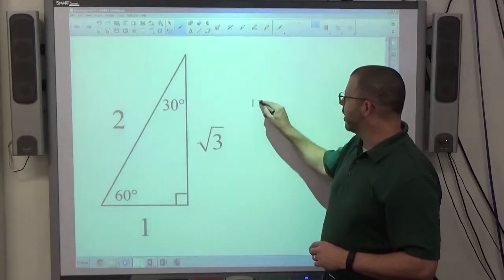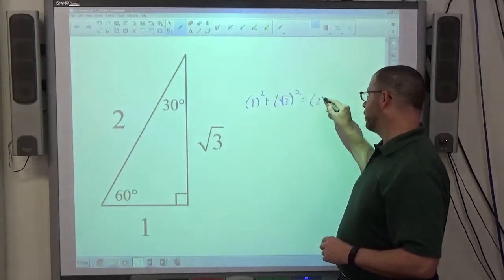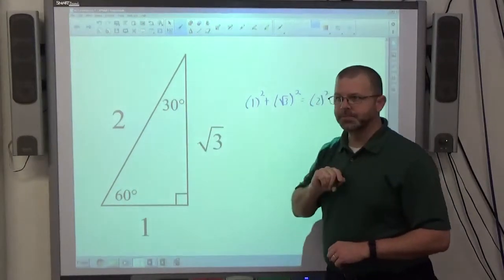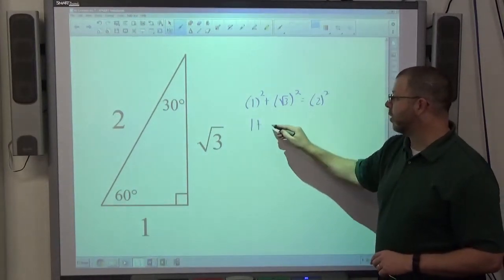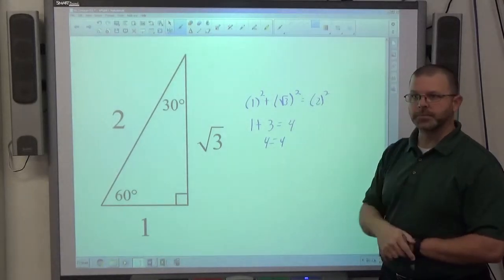If I were to apply the Pythagorean theorem, a squared plus b squared equals c squared, it's going to be 1 squared plus the square root of 3 squared is supposed to equal 2 squared, right? Leg, hypotenuse. 1 squared is 1, the square root of 3 squared is 3, 2 squared is 4, 1 plus 3 equals 4. It's true, right?